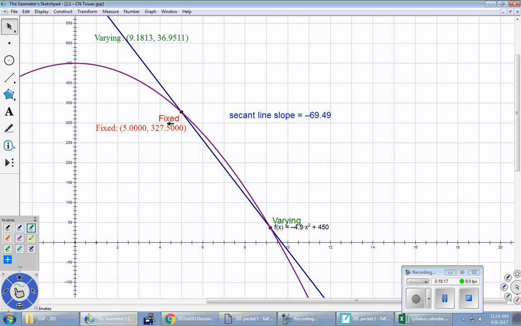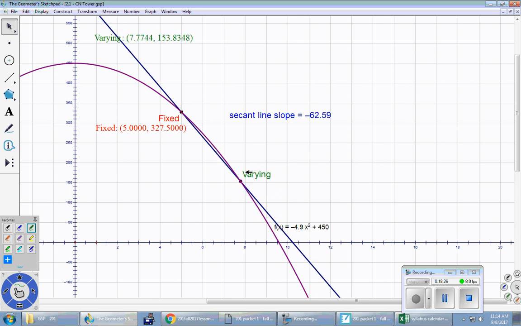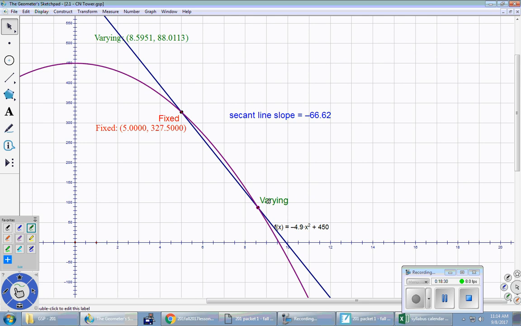You can see our fixed point right here. 5 seconds in, this ball is at a height of 327.5 meters. We saw that. And then I've got this varying point. As I move this varying point, a lot of stuff is changing. The coordinates of the varying point are up here in green. And then I've got this line connecting my fixed point to my varying point. The name of a line connecting 2 points on a curve is a secant line. You might have seen that phrase before. And I've calculated the slope of the secant line here for some reason. We'll come back to that.